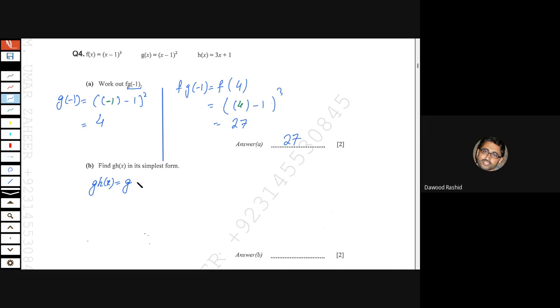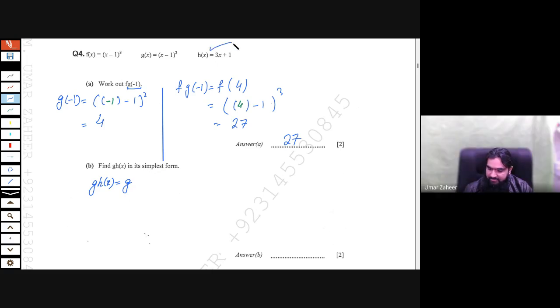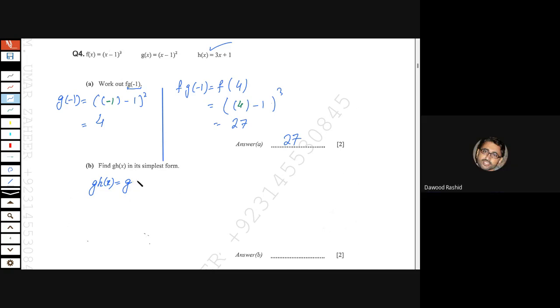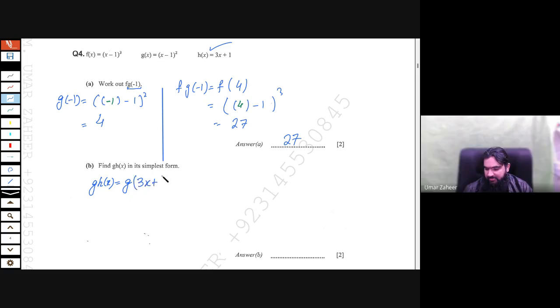First we will find h of x. We already have the value of h of x. So we write 3x plus 1. What we have done here, we have substituted the value of h of x, that is 3x plus 1.